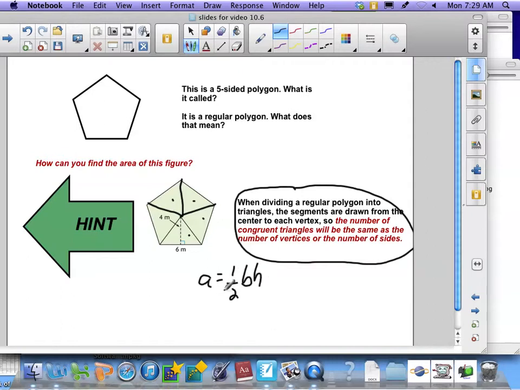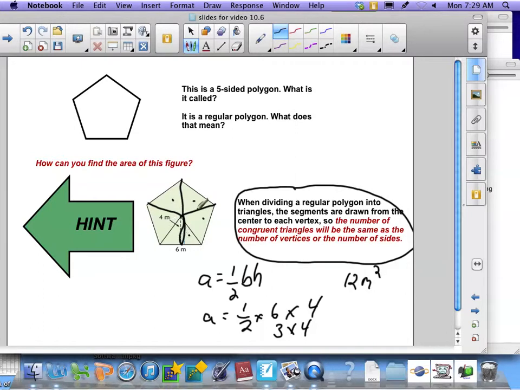So now you can substitute your information. Remember, we're always going to do formula, substitute, solve, label. So I have 1/2 times 6 times 4. You can see the height here is a perpendicular line from the base. 1/2 times 6, half of 6 is 3. 3 times 4 is 12. So the area of that triangle is 12 square meters.